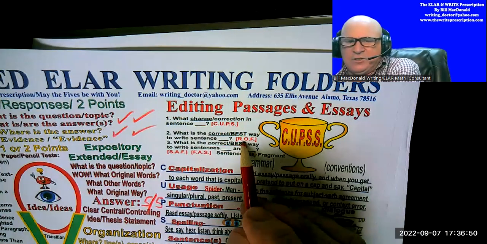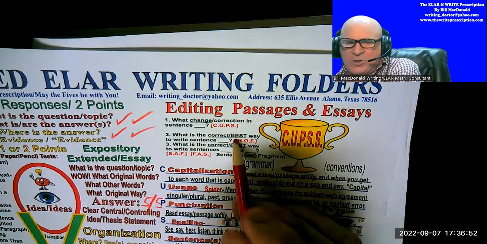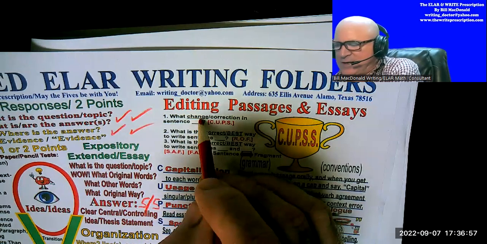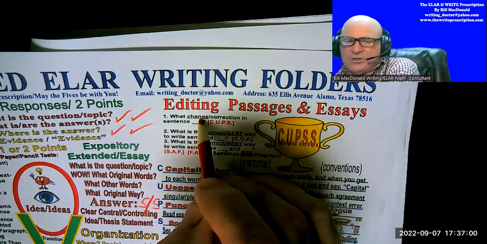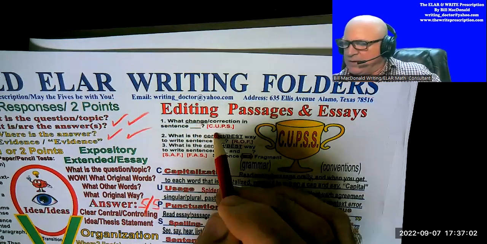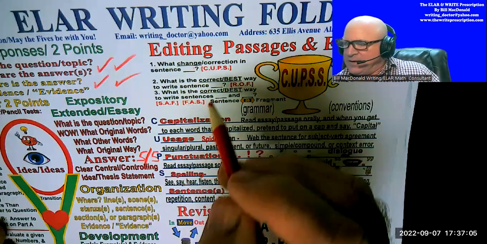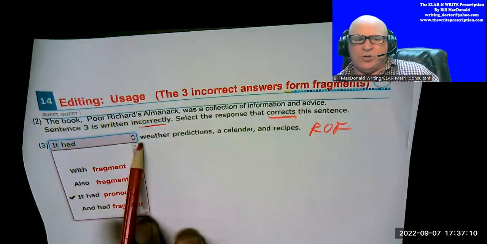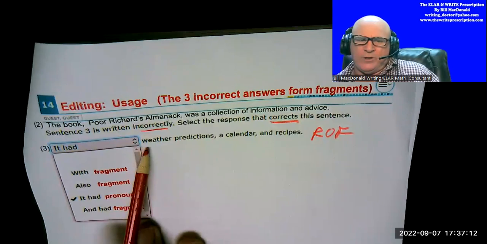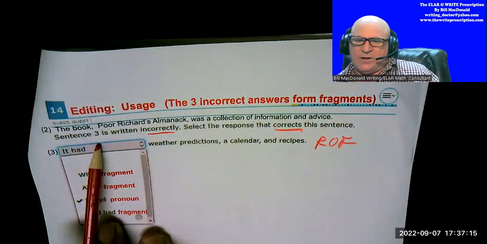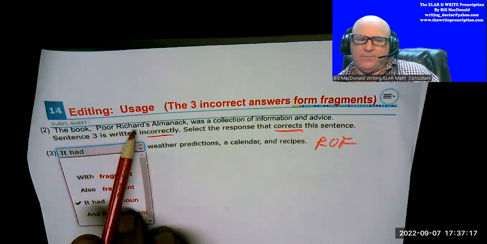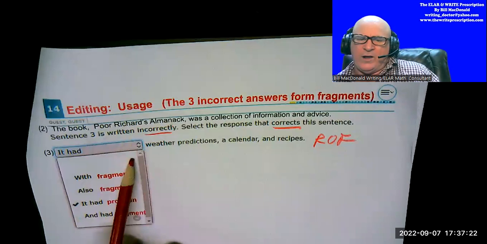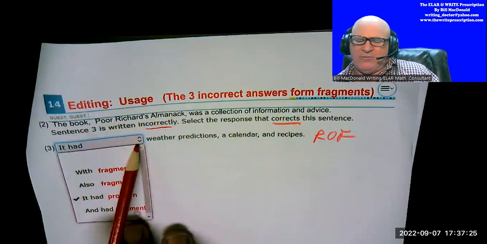Whenever it says change or it has the word error, what I'm noticing on these new tests is most of the time it's going to be CUPS, that the mistake is capitalization, usage, punctuation, or spelling. So when I combine sentence, sorry, sentence 2 and 3. The book, Poor Richard's Almanac, was a collection of information and advice. We're talking about the book. A, with weather predictions, a calendar, and recipes.